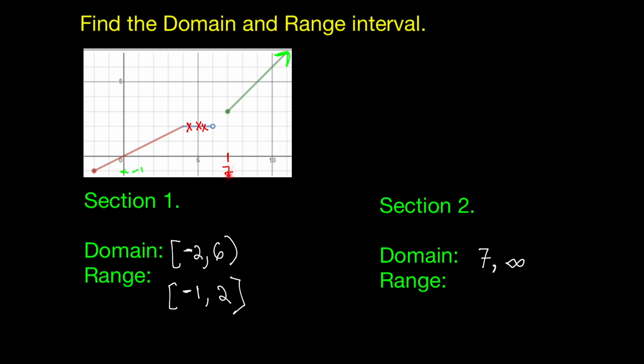Let's get the correct notation. At 7, we have a closed circle. I've got to use a bracket. Infinity is not a number, so here we always put a parenthesis.